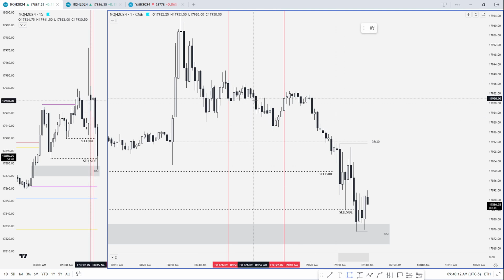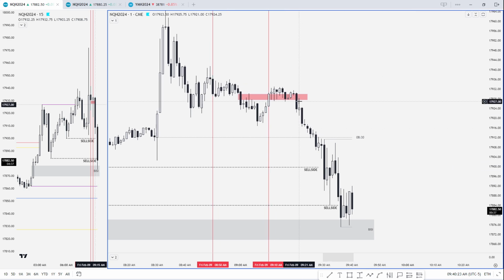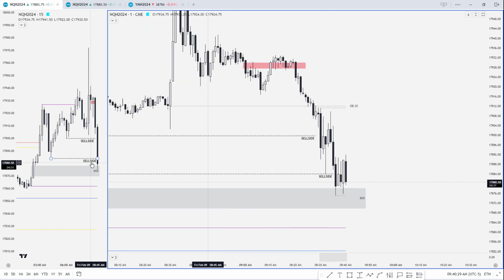We also had a gap here. Nice shorting opportunity. Stop above the high, most likely, and then you can use that into 930. Nice, probably 20 point, yeah, 27, 30 point range, down to the sell side, and you got second TP hit there.